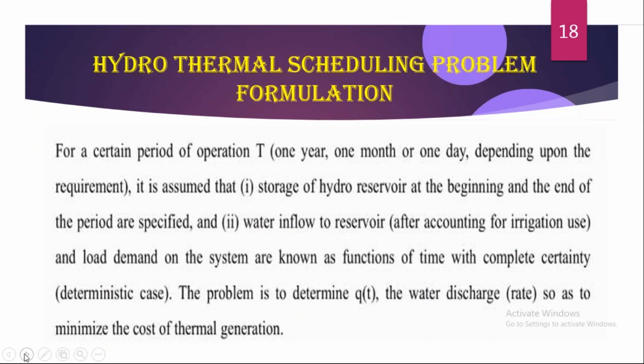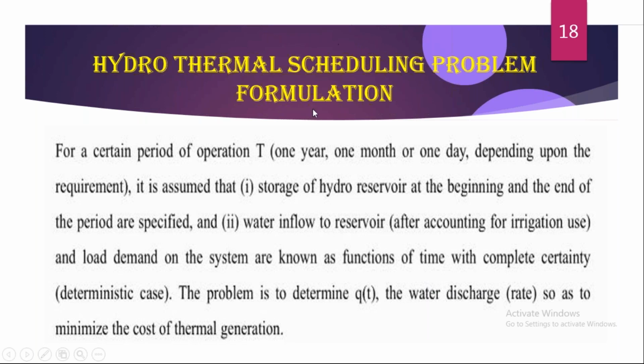See, this mathematical formulation is called the hydrothermal scheduling problem formulation. Most important question for your external exam. Okay, na? The question will be: explain about the mathematical formulation of hydrothermal scheduling. In this formulation we use three equations: water inflow, water discharge, and power generation. Based on these three equations, we can formulate the mathematical model for a hydro power plant.